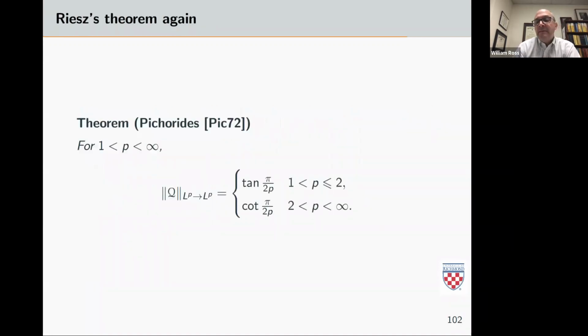All right, I love this theorem. It's by Pichorides, which actually computes exactly the L^p norm of the conjugation operator. If you want to check that this formula makes sense, let's try it out for p equal to 2. When p is equal to 2, I had better get that the norm of the conjugation operator is 1 because there's a partial isometry on L2. Let's see, plug in p equal to 2, and I get pi over 2 times 2, which is pi over 2, and the tangent of pi over 4 is actually 1.